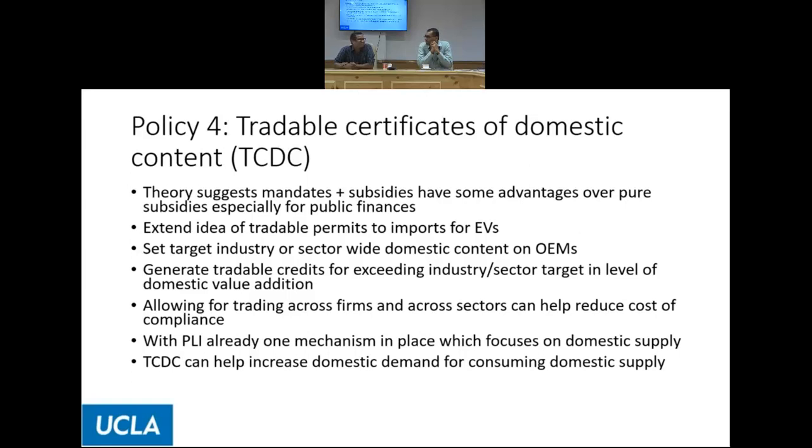Because the PLI scheme is very specific. It's focused on increasing domestic production. It does not concern itself with exports or imports. That's the good thing. It's focused specifically on domestic production. Now, the thing is, this idea has to be explored much further. It really does have to be explored much further.